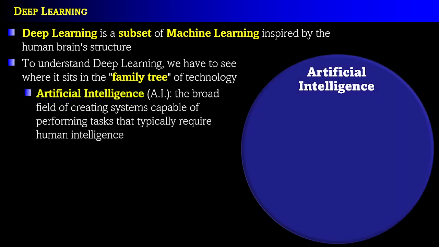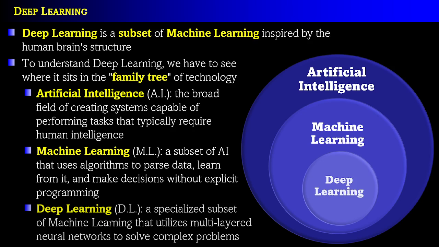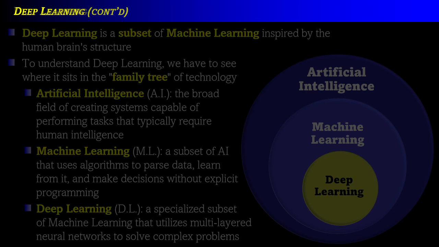So if artificial intelligence is the broad field of creating systems capable of performing tasks that typically require human intelligence, machine learning, which we looked at in our last section, is that subset of AI that uses algorithms to parse data, learn from that data, and make decisions without any specific traditional programming. So deep learning, or DL, is a specialized subset of machine learning that utilizes multi-layered neural networks to solve complex problems. We'll be examining those more in our next part.